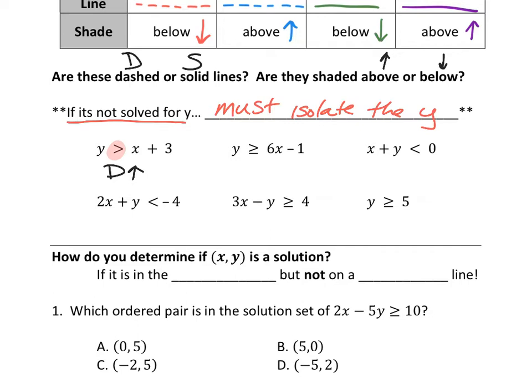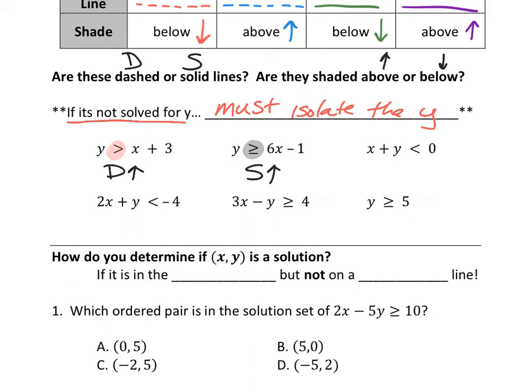The second one, let's highlight the symbol. We will solve for some of them, but this one's already solved. So we can look at the symbol. Dashed or solid? Solid. Above or below? Above. Very good. Does everyone know where she's getting the above from? You said solid. It's greater. Greater is above.